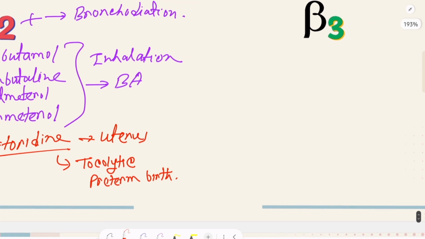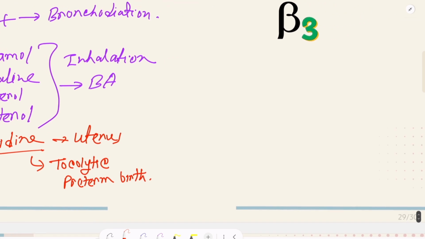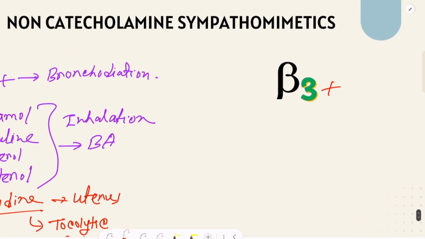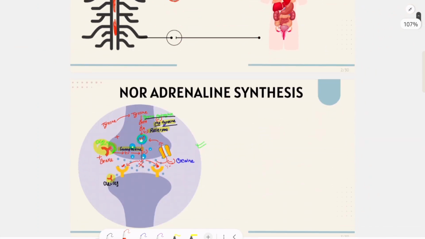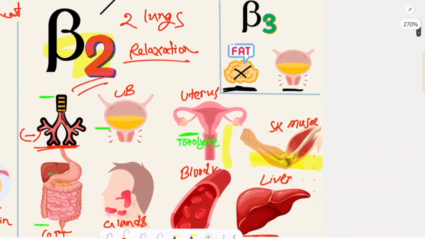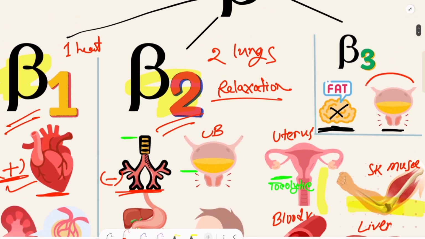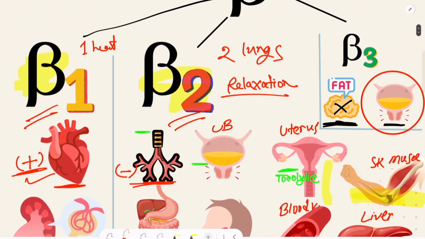The next group of non-catecholamines can be beta-3 agonists. The drug that stimulates the beta-3 receptor is mirabegron. Beta-3 receptor is mainly located at adipose tissue and at another location, that is our urinary bladder. So, mainly on the urinary bladder, the drug works. Beta-3 relaxes the bladder.